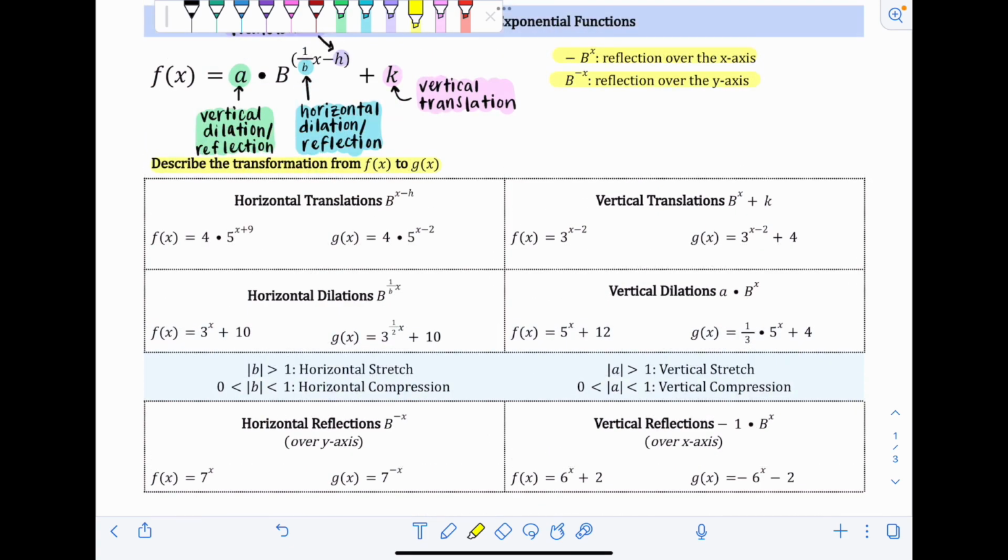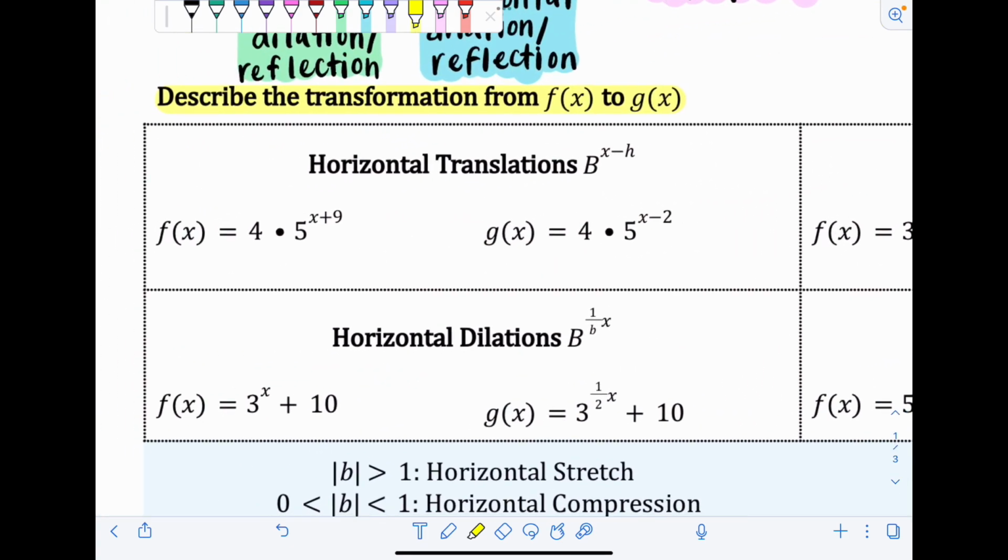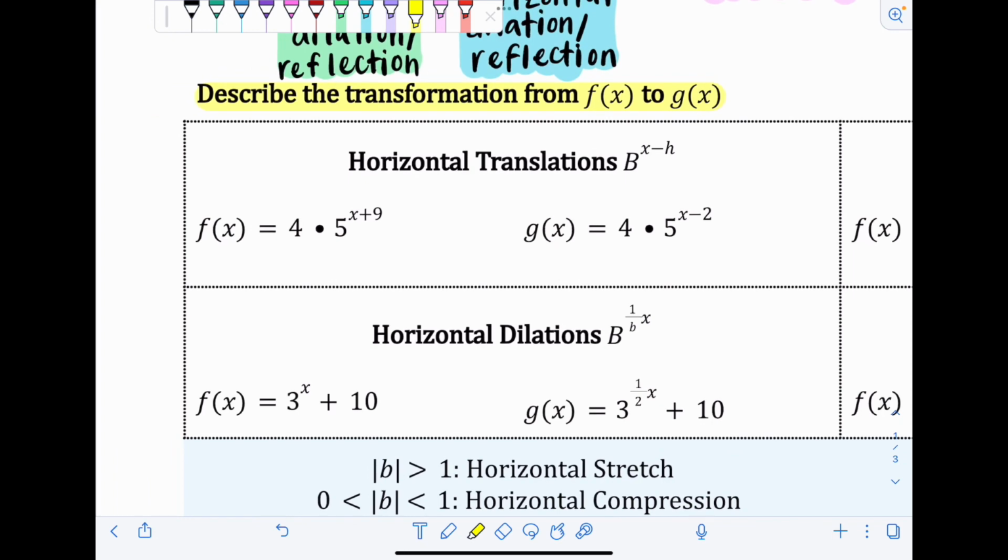Okay. So for horizontal translations, the little formula that is just for horizontal translations is b raised to the x minus h, where h is going to indicate what our horizontal translation is. So how far are we going left or right? One thing I want to point out before we start with this one is that because there's that minus in front of the h, remember h is always the opposite of what it looks like it should be. So f of x equals 4 times 5 raised to the x plus 9, and then g of x is 4 times 5 raised to the x minus 2.